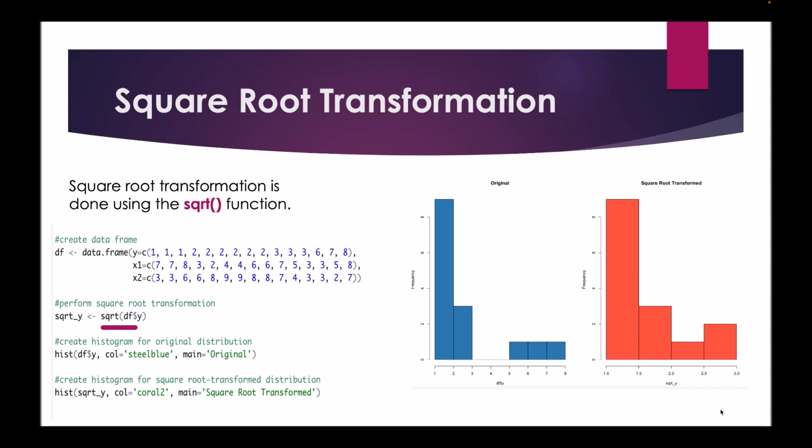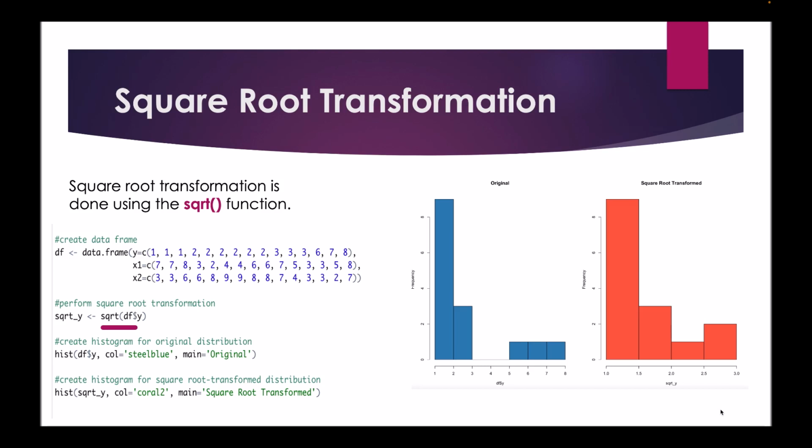The next way we can transform our data is using the square root transformation. So this is done quite similarly to the log transformation, but this time we just use the square root function. So again here I've just created a fake data set, but you can also load in your own data. And then you can just do the square root transformation by typing in sqrt, which is the square root function, and then in brackets the data you want to transform.